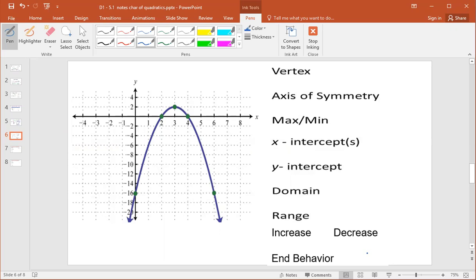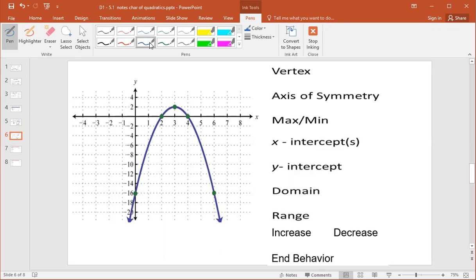Okay, so let's try another example. So here we can see that we have a parabola, and this time it is upside down. So what we want to do is answer all of these questions that we have over here, just like we did on the last one.